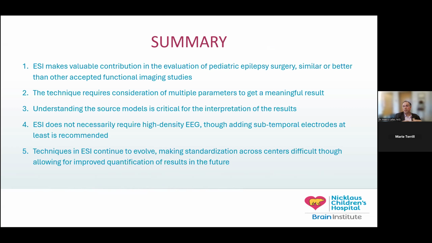Understanding the models is critical to get that interpretation, but also to communicate it, where the people receiving it need to have an understanding of what it is you're trying to show them. It doesn't necessarily require high-density EEG, but definitely adding subtemporal electrodes so that you're not getting that displacement of the current higher up. And these techniques continue to evolve, which makes standardization difficult, but is going to allow for improved quantification of the results over time and hopefully for agreement across centers about how to do things in different ways.